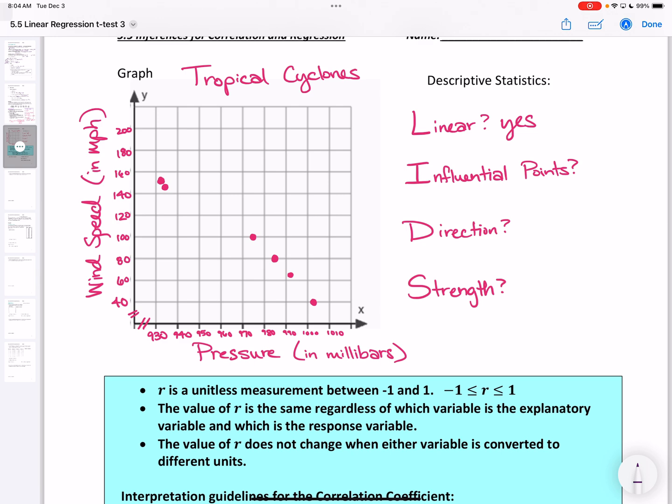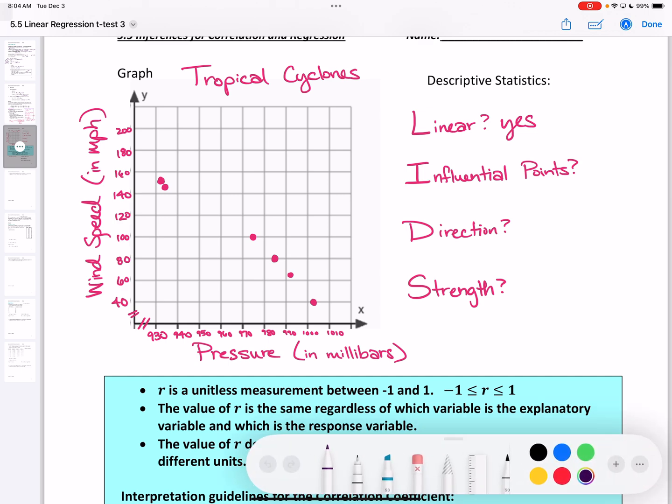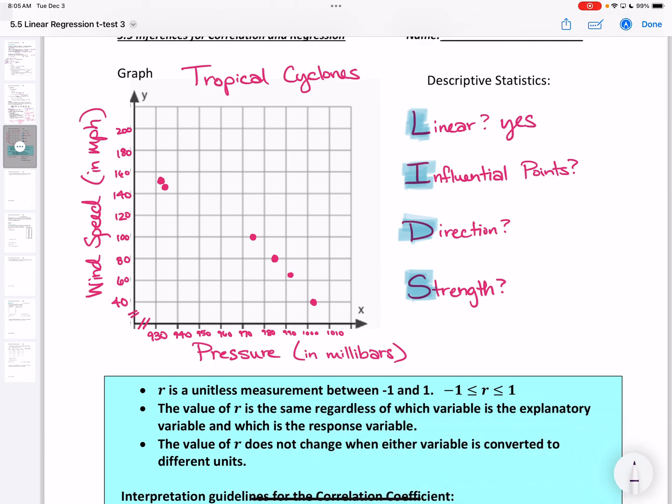So we're talking about, for the descriptive statistics, to use LIDS, remember? L stands for linear, I stands for influential points, D stands for direction, and S stands for strength. Okay, so we were talking about, is this linear? Yes, it appears to have a linear relationship, right? Then influential points, the way I remember them is, do any of them look like an outlier? You know, drastically different from the rest.